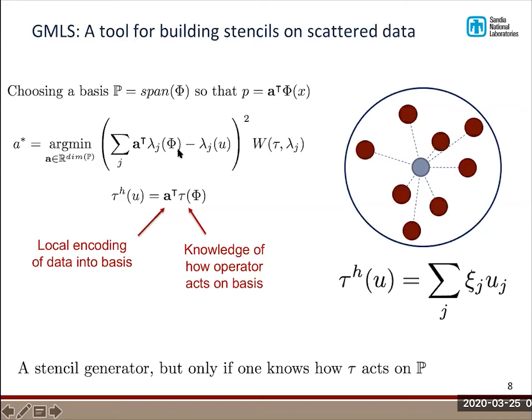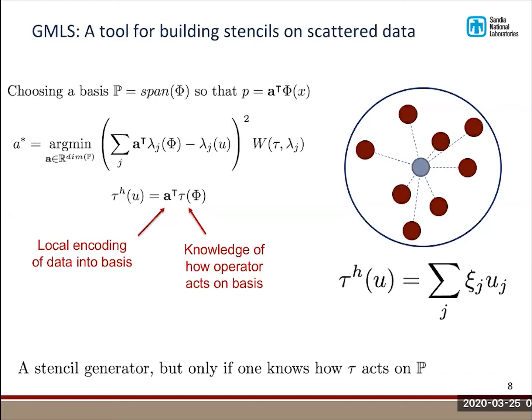So you turn this crank, you solve this small local linear system, and what it will spit out for you is a set of stencil coefficients to approximate whatever it is that you're trying to approximate. So the trick to this is that you need to know how the operator acts on a basis. For example, if you're looking at Taylor monomials and you want to approximate a derivative, it's easy to know the derivatives of Taylor monomials.